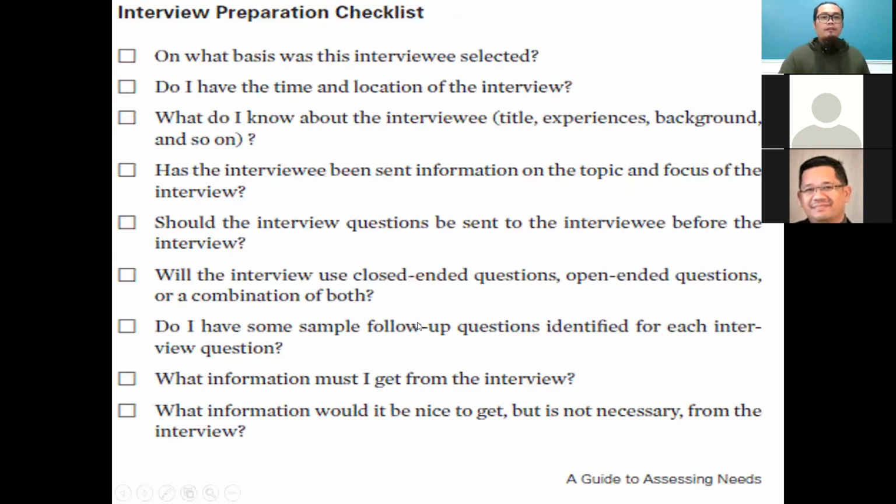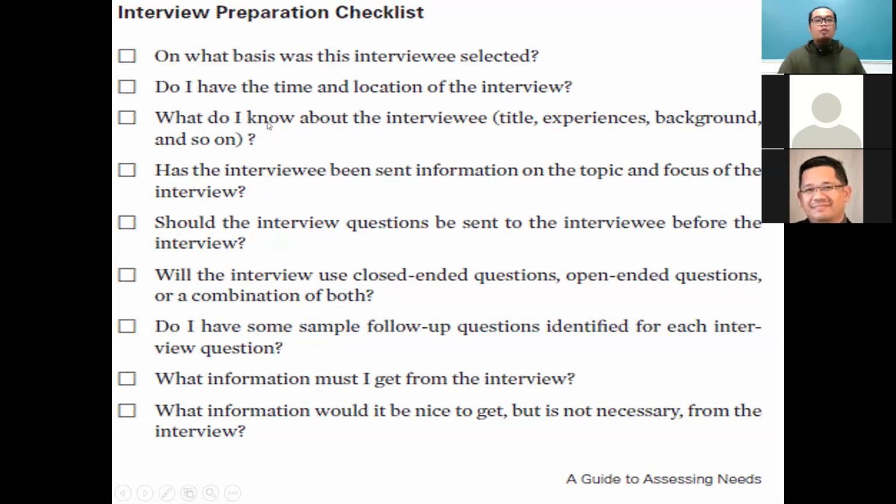Okay, this is part of the interview preparation checklist. We have one, two, three, four, five, six, seven, eight, nine. Number one is: on what basis was this interview selected? Do I have a time and location of the interview? So you need to discuss first with the participants. That's why rapport is very important.